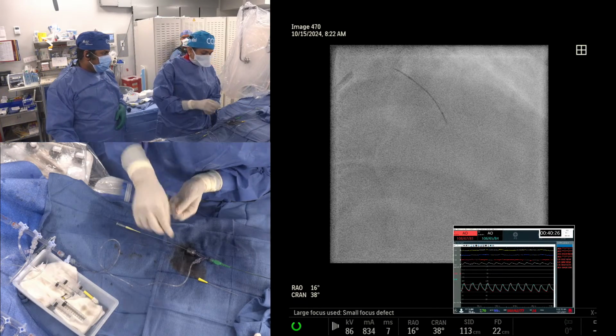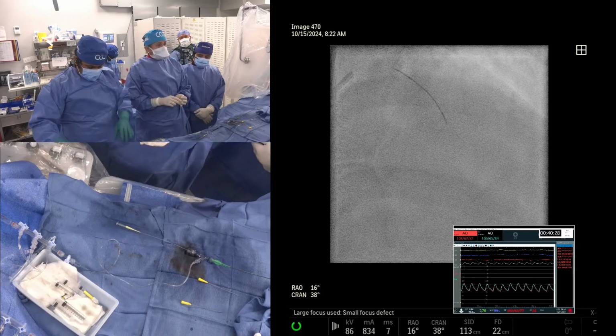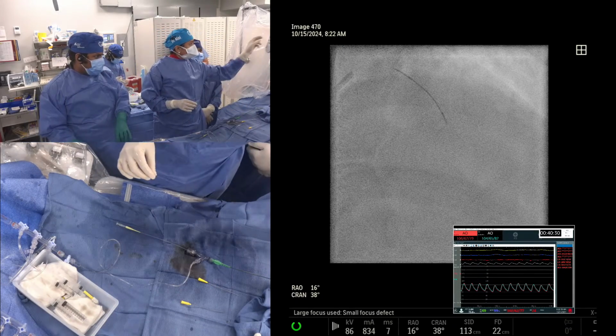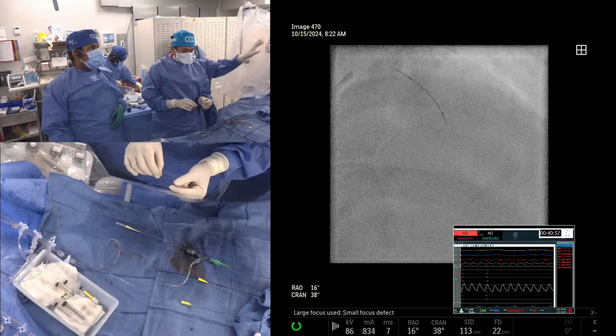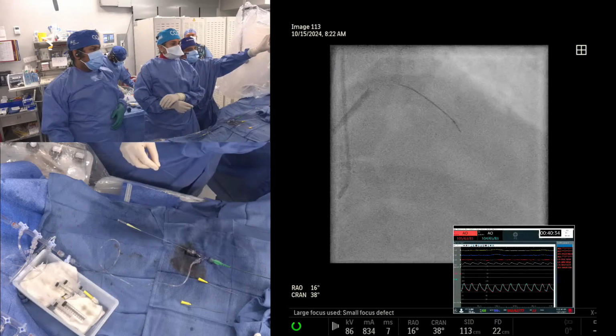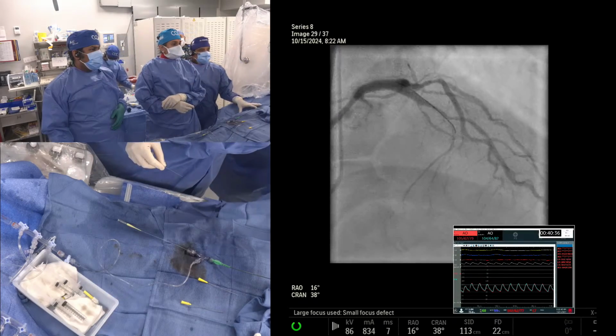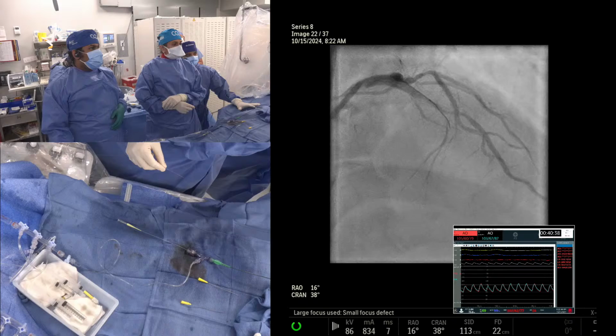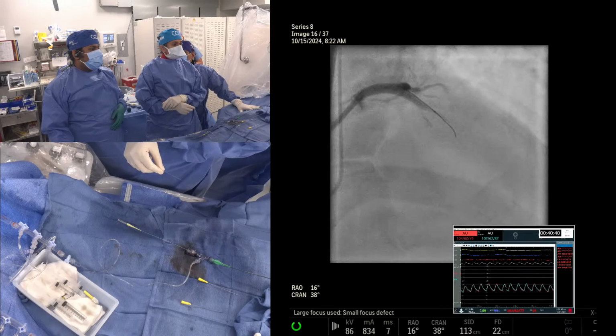So I'm changing. Now I am able to get it halfway through. You see that? Almost navigated halfway through. Want to change it to a stiffer wire. Where you have the wire at the moment, do you think it would help to image that?